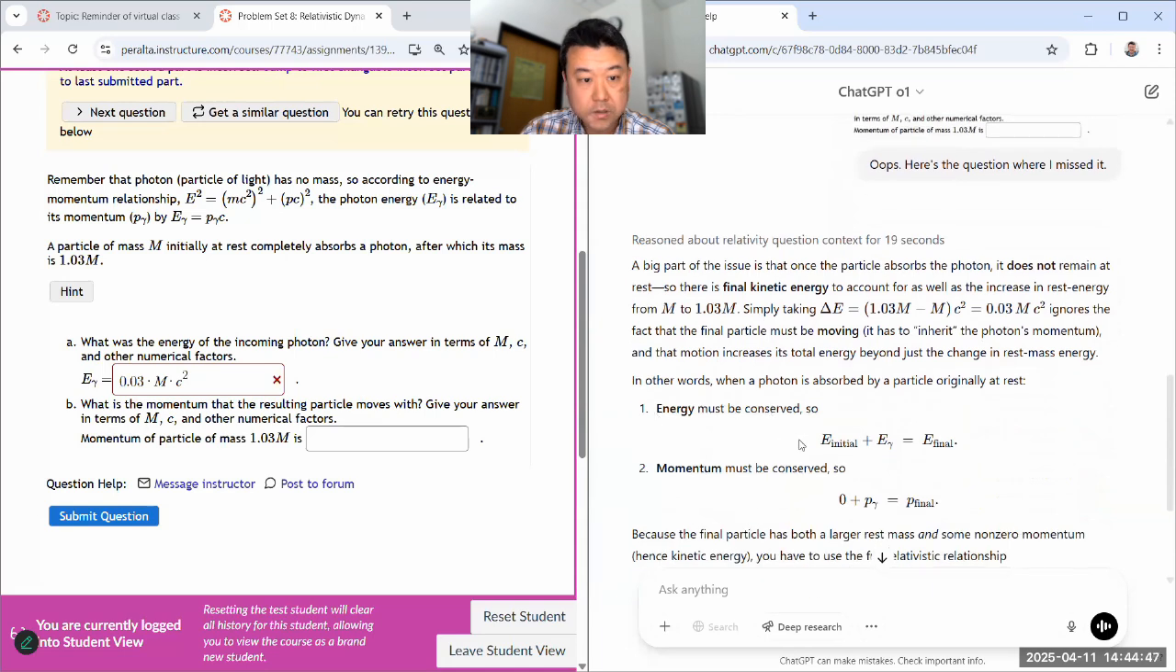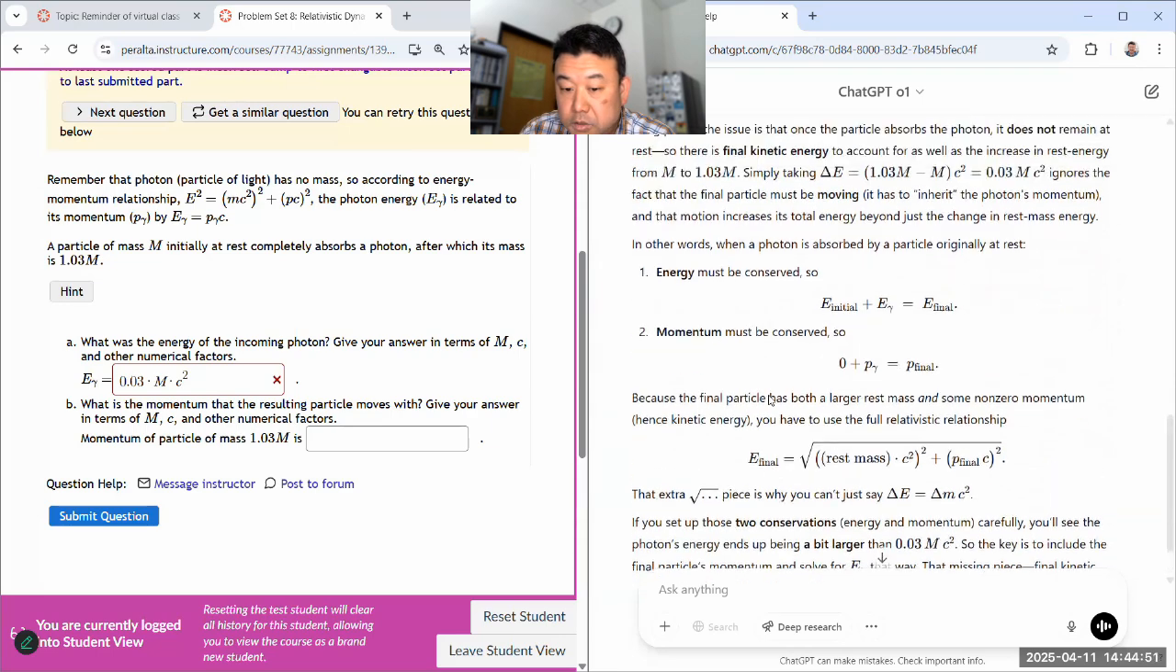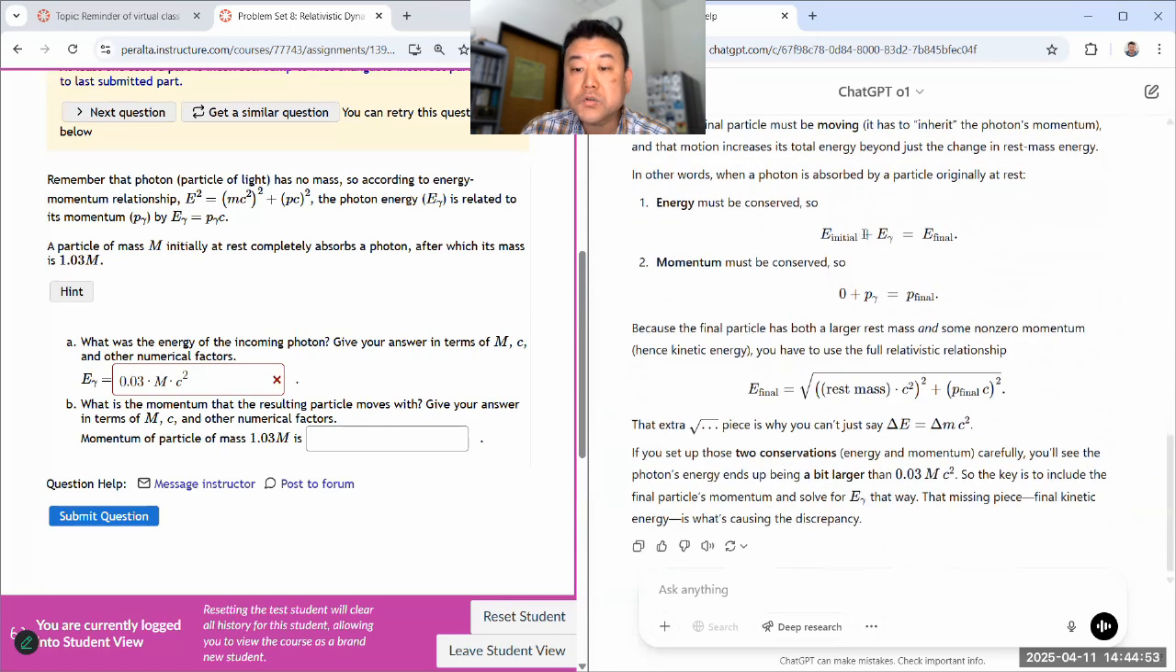Energy must be conserved. Yes, I can. Oh, how much? Okay. E initial plus the photon is equal to E final. Okay. Momentum must be conserved. Yeah, momentum of the photon is P final, because the final has larger mass and some non-zero momentum. You have to use the full relationship.